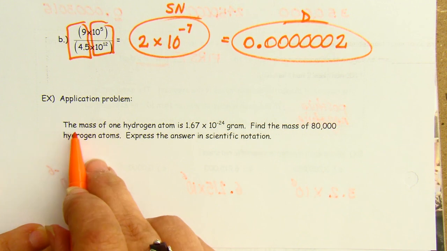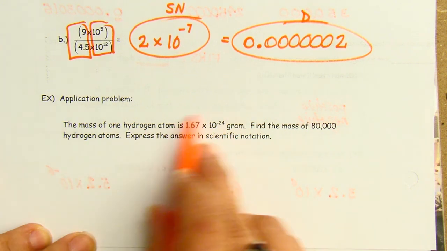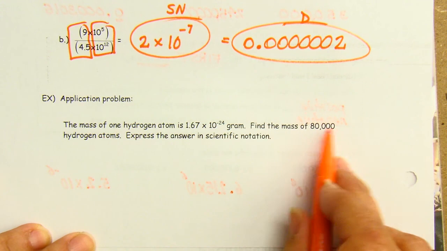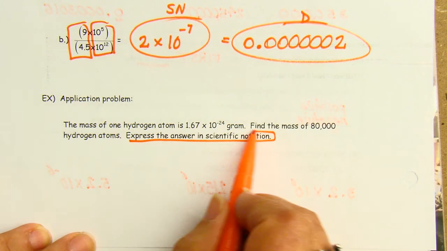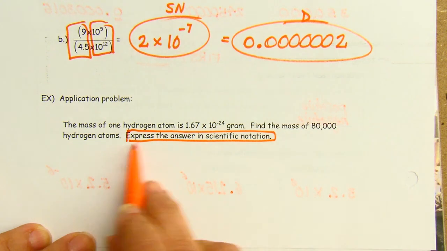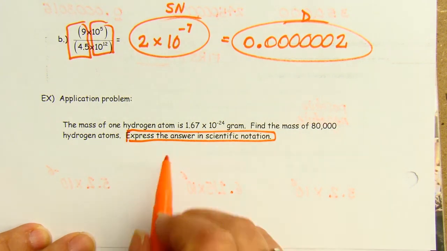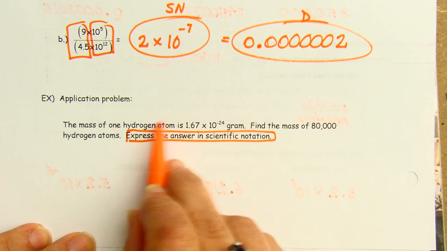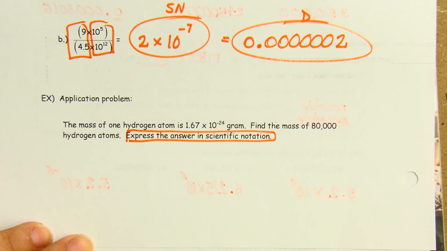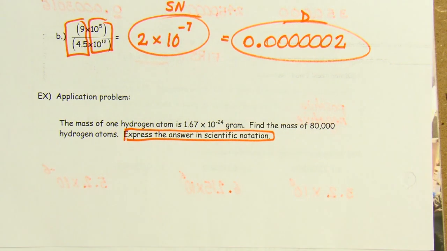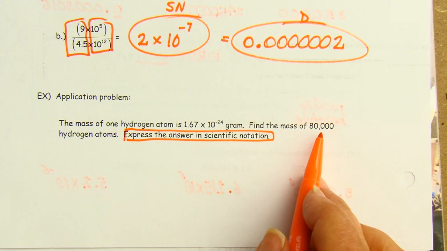The mass of one hydrogen atom weighs this. Find the mass of 80,000 of them, and then express the answer in scientific notation. So I want my answer in scientific notation. Notice this is scientific notation, the mass of one. But this number right here, 80,000, that's not in scientific notation. So I know, since I want to express my answer in scientific notation, that I am going to convert this thing to scientific notation. Just going to make it easier for me.